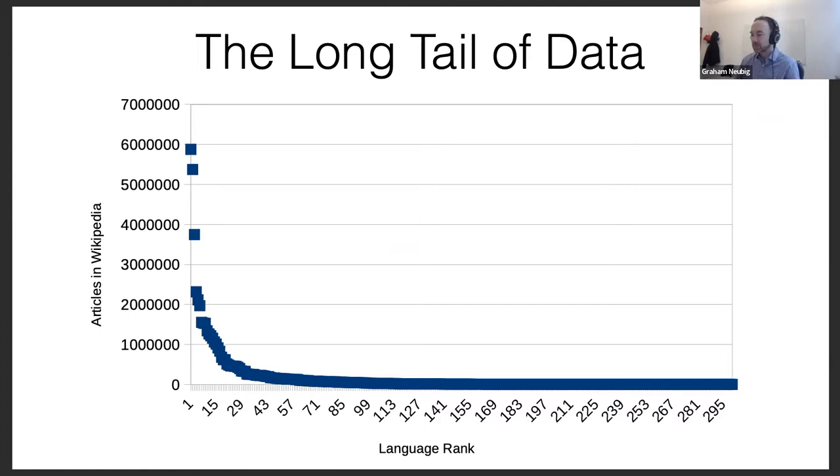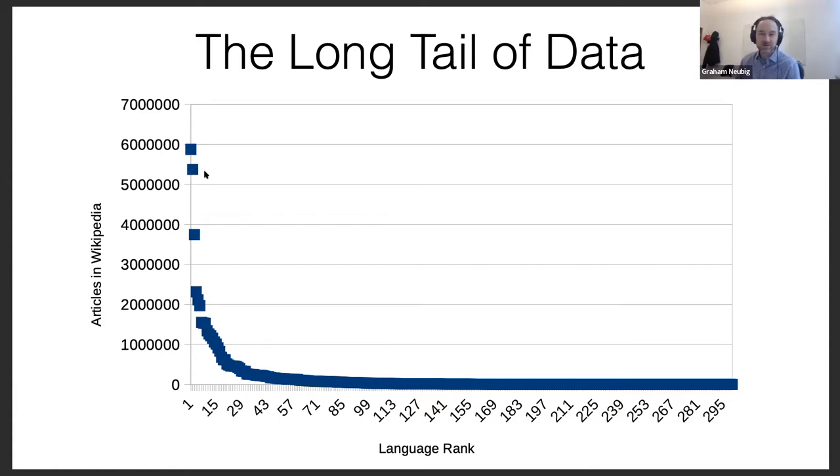And this is another interesting chart from Wikipedia that I calculated myself. It's basically the number of articles in Wikipedia compared to the language rank. And basically what you can see is after the first 10, English has 6 million articles on Wikipedia. And then the number of articles per language quickly drops after you get outside of English.